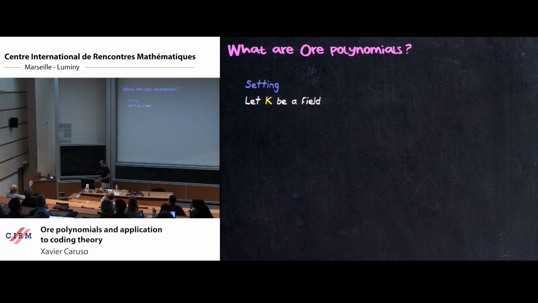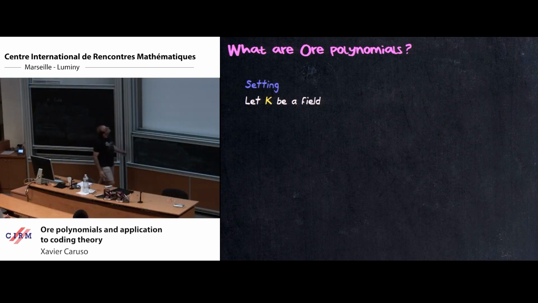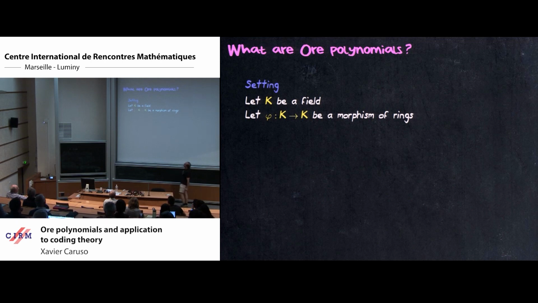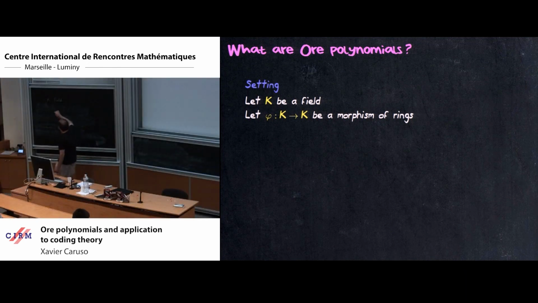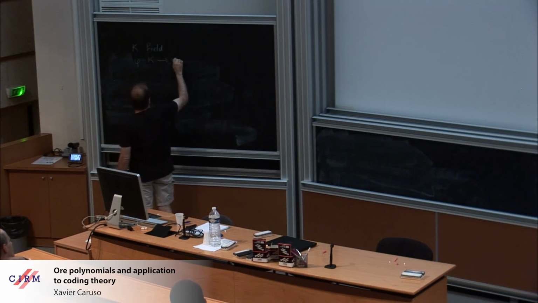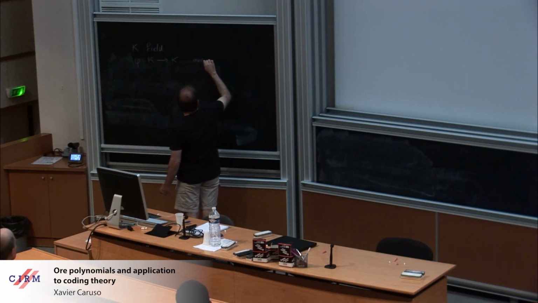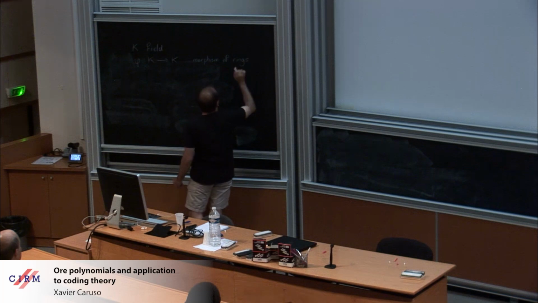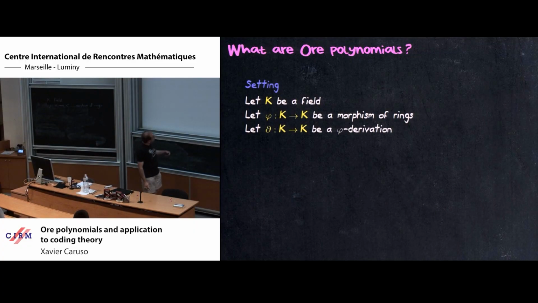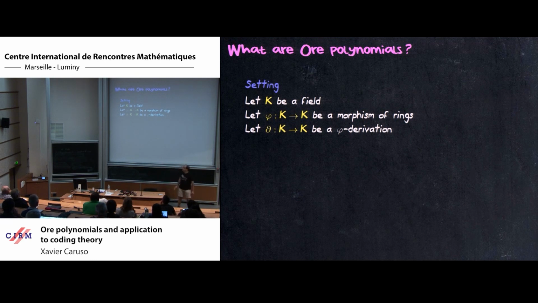Okay. So I will just copy the notation on the blackboard. So the setting is the following. K is a field. I consider a morphism of rings from K to K, which I call phi. And then I consider D from K to K, which is what we call a phi derivation.